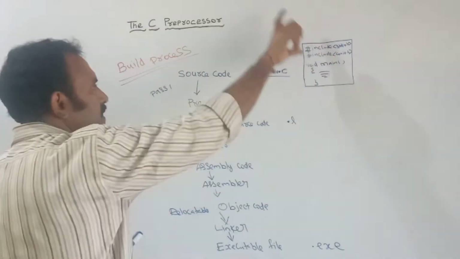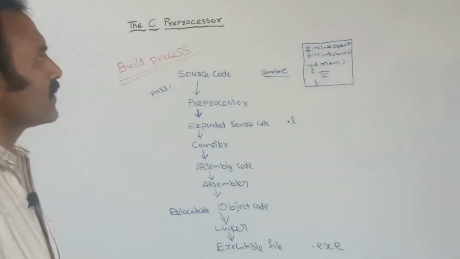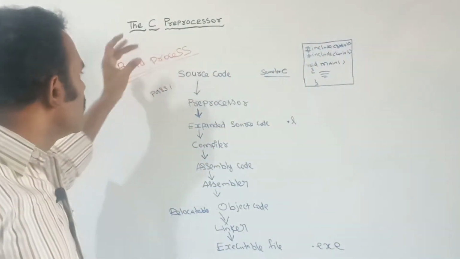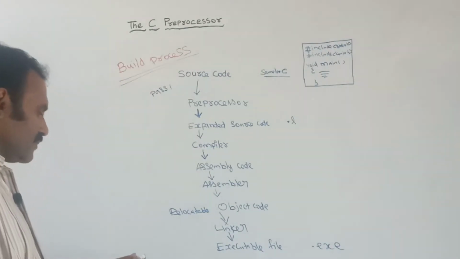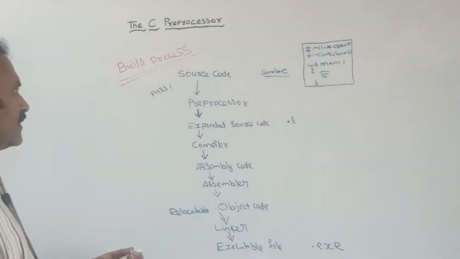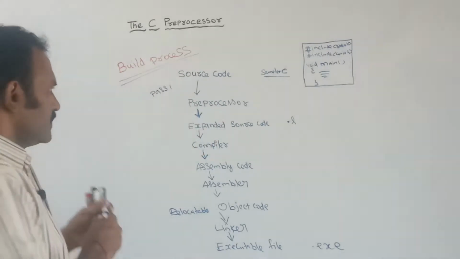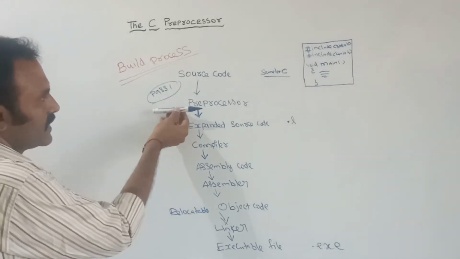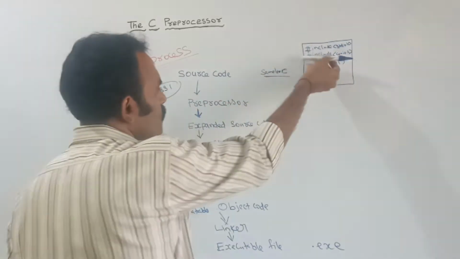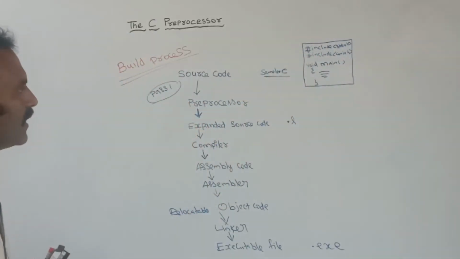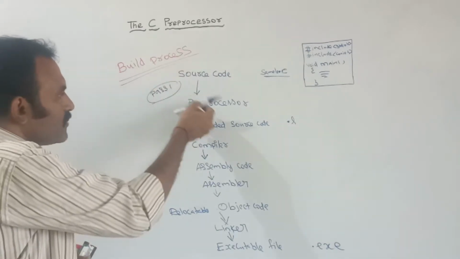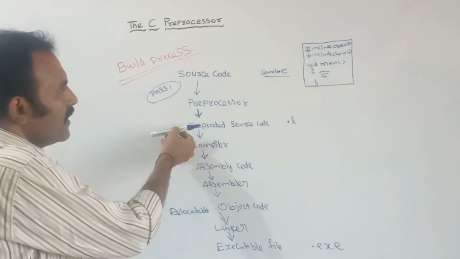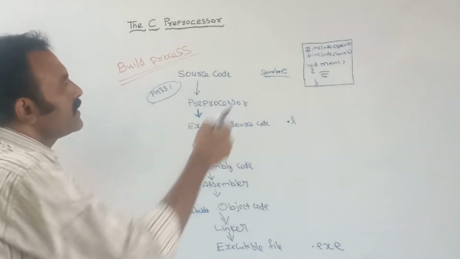After saving this program, in the build process, at the very first our source code is passed to the preprocessor. This one is the first pass. So this preprocessor will get our source code as an input. For what purpose are we using this preprocessor? This preprocessor is used for generating the expanded source code.